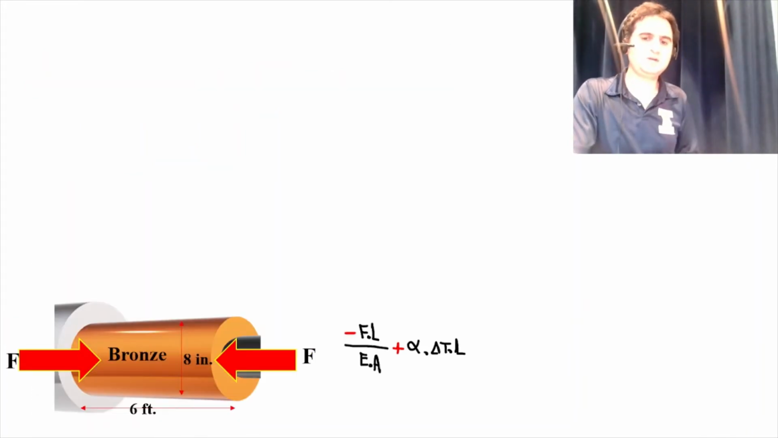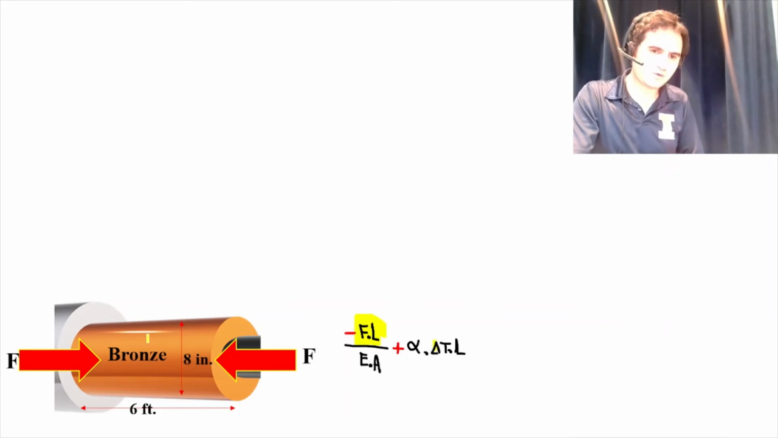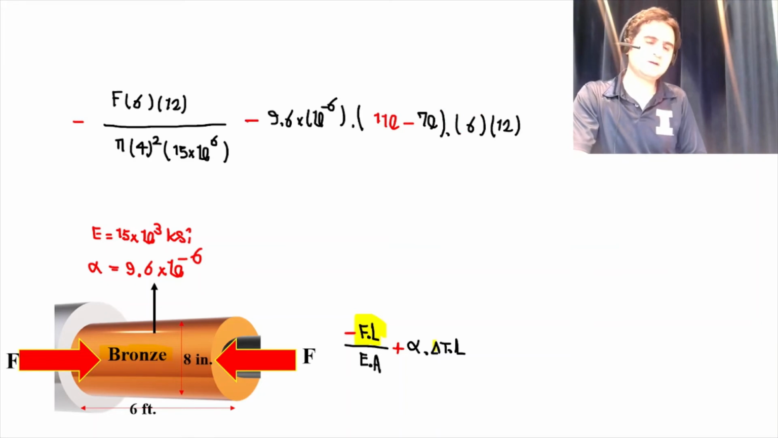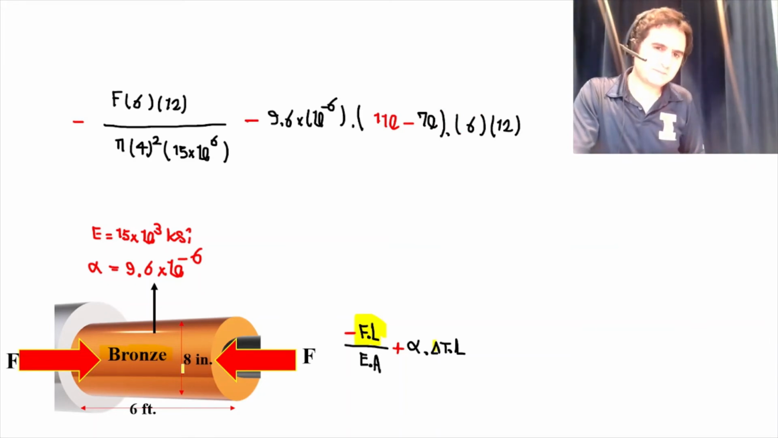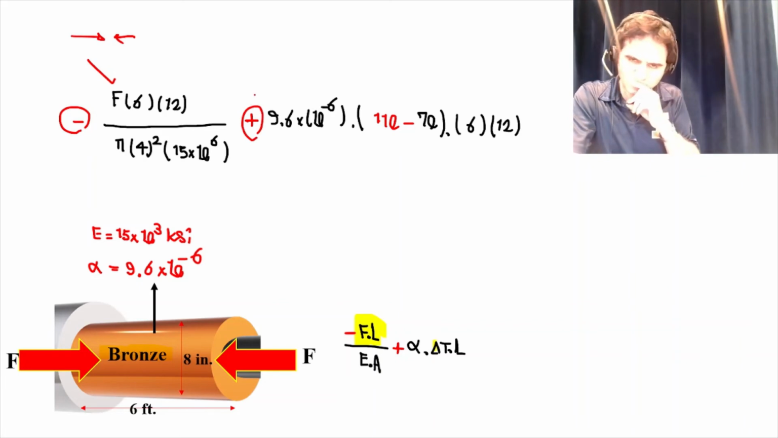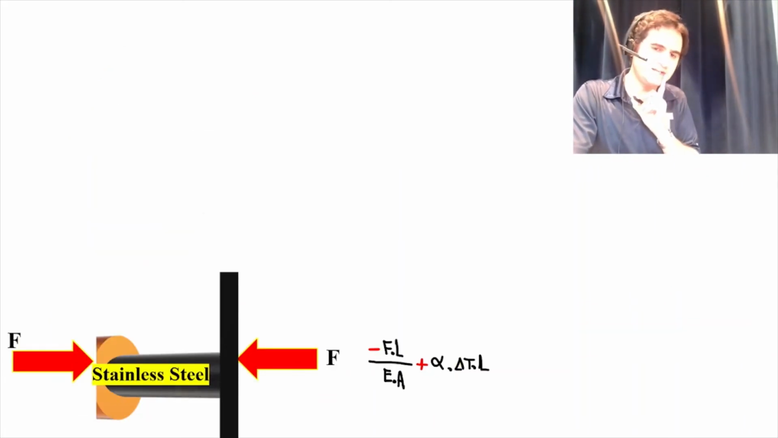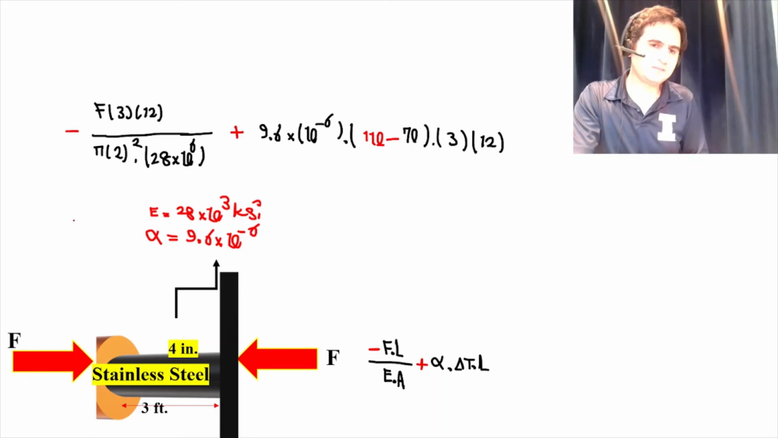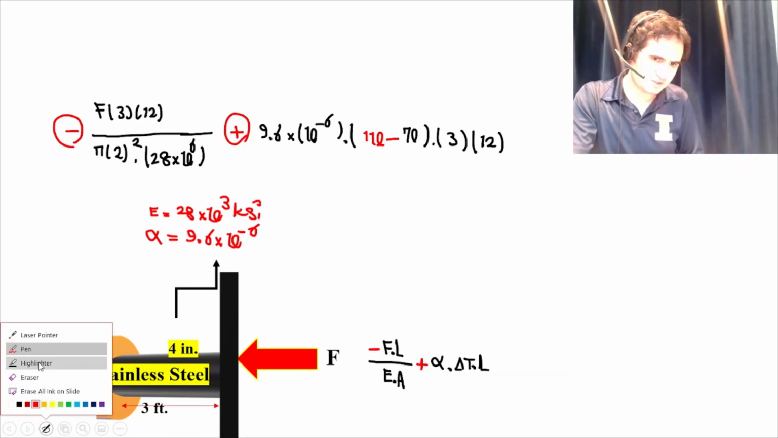The next step is doing the same for the second material, which is bronze. Every term remains the same, just be careful. Force is negative because it's a push, and expansion due to temperature is positive. The same goes for stainless steel. We have the same story as we apply our problem. It goes by a negative for force and a positive for expansion due to temperature.